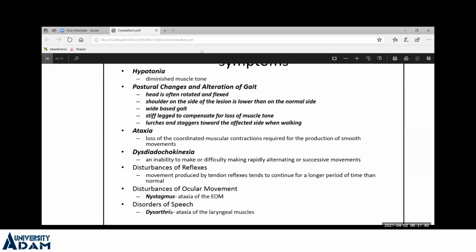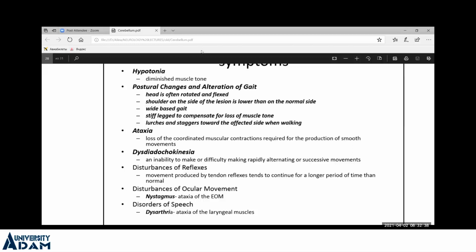Also there will be disturbance of reflexes. Movements produced by tendon reflexes tend to continue for a longer period of time than normal, okay? So reflexes will be decreased, and there will be disturbance of ocular movements, nystagmus, and disorders of speech. This nystagmus, guys, is the rapid alternating movements of the eye, okay? And disorders of speech, these are due to ataxia of the laryngeal muscles. Because there will be ataxia of laryngeal muscles, the person will talk with scanning speech, okay, guys?